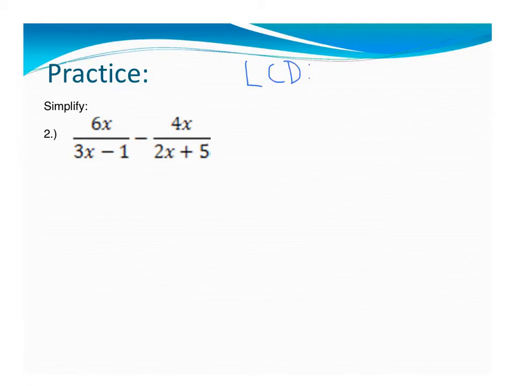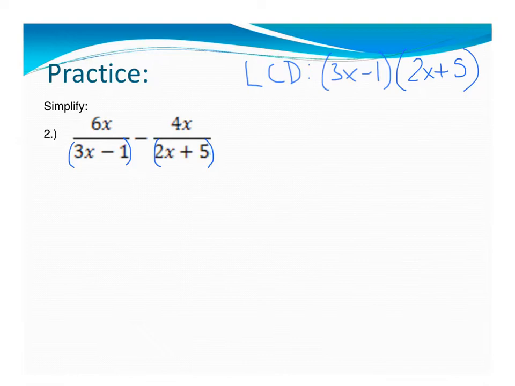Okay, well the first one here I have 3x minus 1. So that's got to be one of the factors, one of the parts of my LCD. And there's nothing else there, so I just have the 3x minus 1. You can think of it as 3x minus 1 in parentheses. Here I have 2x plus 5, so I got to have that in there as well, 2x plus 5. And there's nothing else, so really my LCD is 3x minus 1 times 2x plus 5.